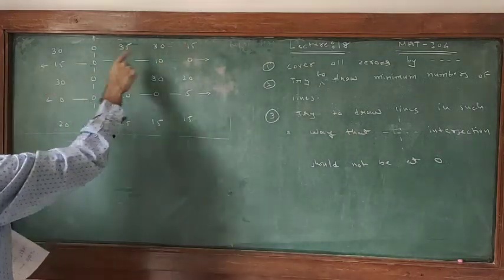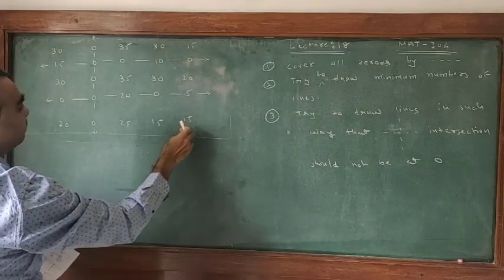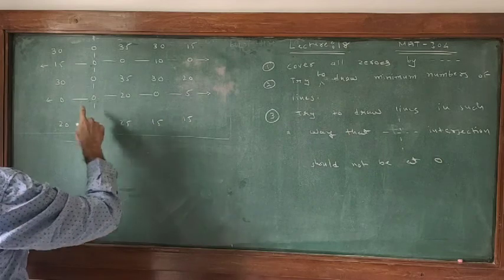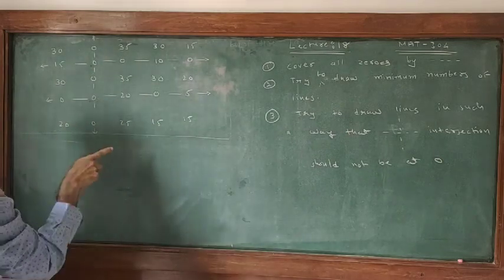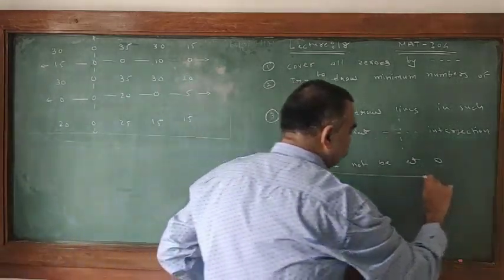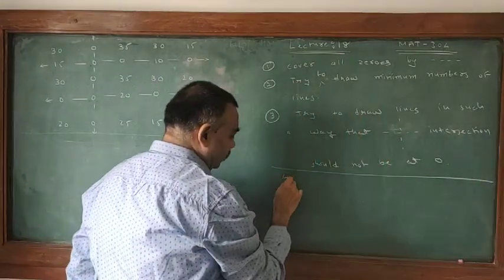Now among the uncovered entries, we choose the minimum. I think 15 is the minimum. This 15 is the minimum among uncovered. Okay, so subtract. Then I add some more notes, more rules.